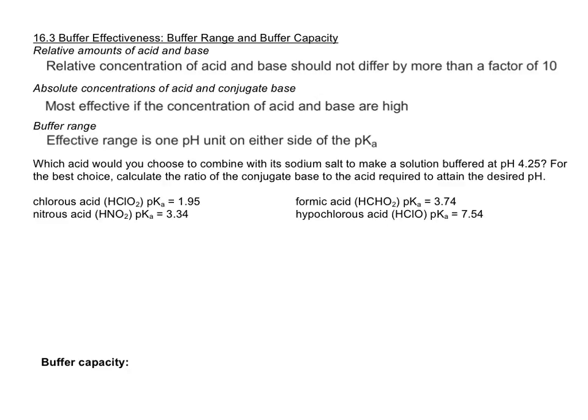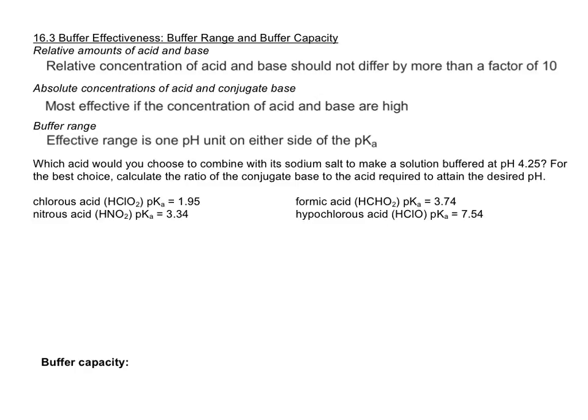Okay, we can easily eliminate chlorous acid because 1.95 is way below that, and hypochlorous acid has a pKa of 7.5, so that's way above. All right, so that leaves us with formic acid, which is 3.74. That's about a half a pH unit off, and then we have nitrous acid, which is 3.34. And while that is within 1 unit, formic acid would be the better choice because it's closer.